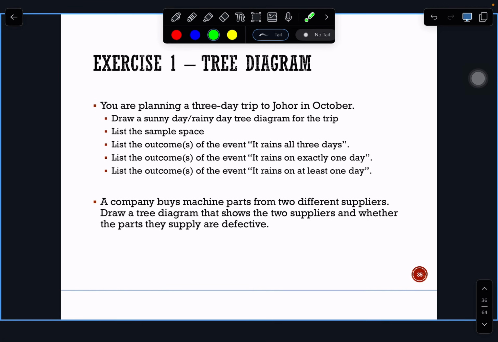Alright. So first one, we do this one together. You are planning a day trip to Johor in October. The first thing they ask is, draw a sunny day, rainy day tree diagram for the trip. So my first question is, how many levels do we have?